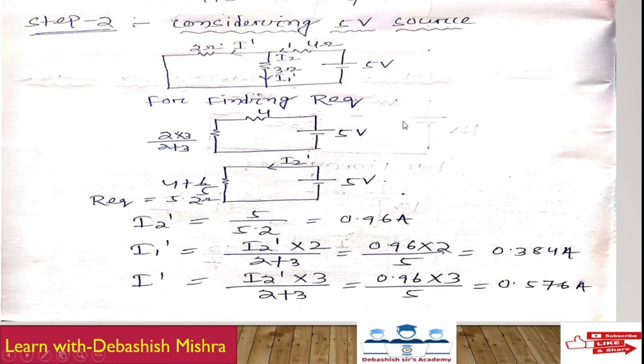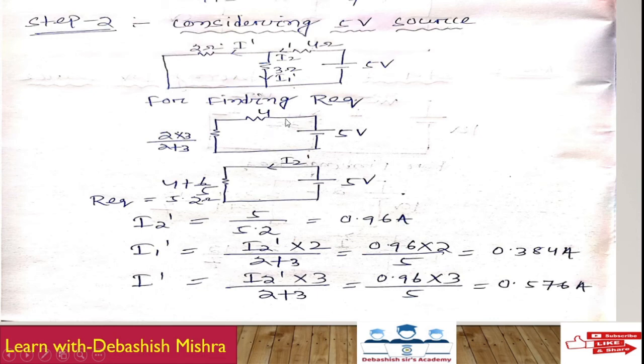So in step 2, considering the 5 volt source, you have to short circuit the 10 volt source. So find the R equivalent. You can see 2 and 3 ohm are parallel to each other. So 2 into 3 by 2 plus 3, which is in series with R. What is the R equivalent? It is 5.2 ohm. Then what will be I2 dash? According to Ohm's law, 5 by 5.2, it is 0.96 ampere.